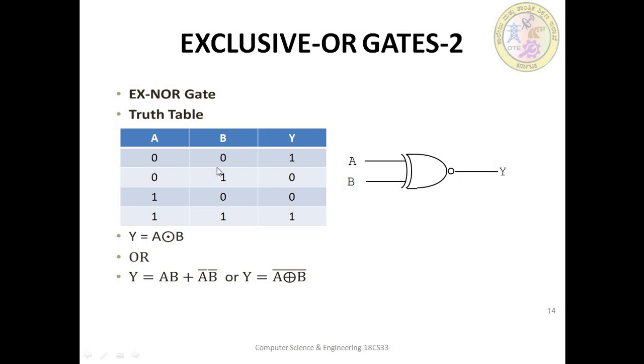That means when any one of the inputs is high, the output should be 0, and if both inputs are the same, the output should be 1. For an odd number of ones, the result should always be 0, and for an even number of ones, the result should always be 1. So this is the table, this is the pictorial representation, and this is the XNOR representation, you can see it here.